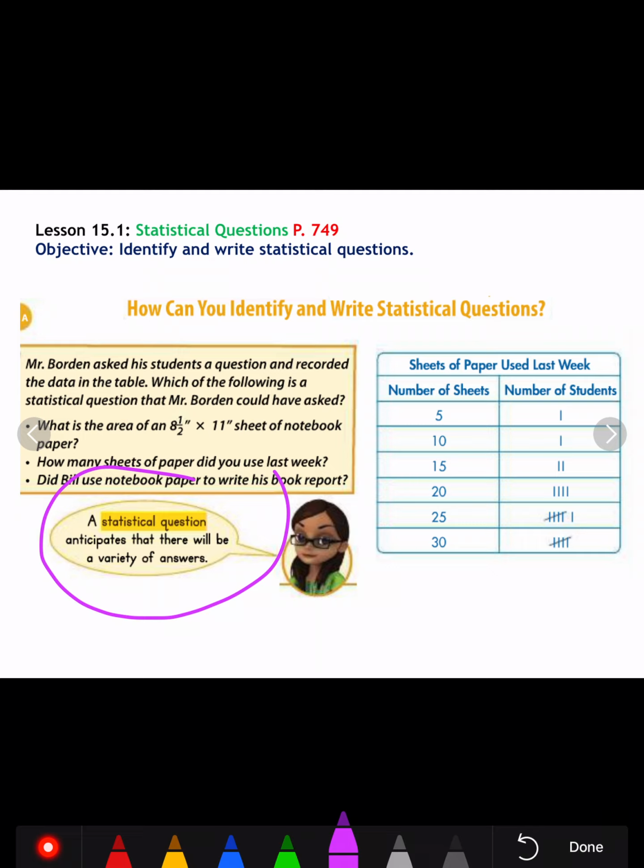For example, if I ask you, how far is your home from the school? Then I ask my students, and they will give me different answers for this question. But if I'm asking you, who is the president of the country that we live in, all the students will give me the same answer. So these are two kinds of questions: statistical questions and not statistical questions.